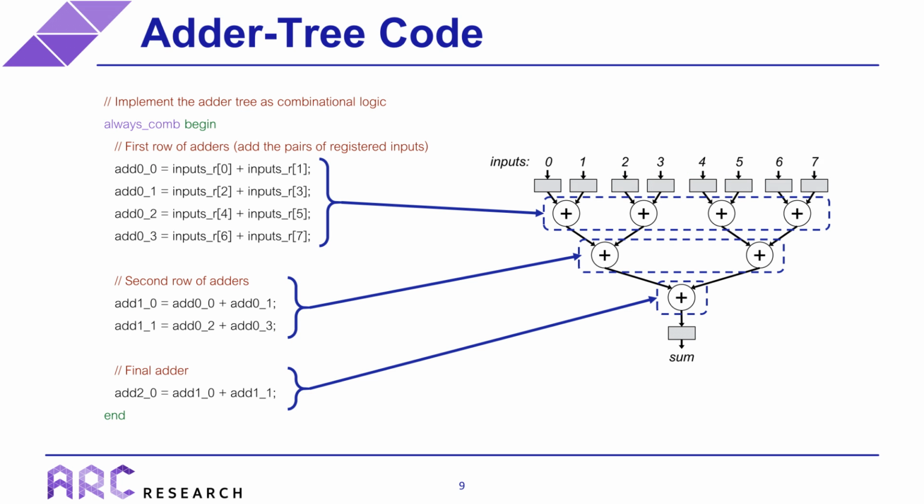This slide looks at another part of the code that includes a second always block that we use for the combinational logic in this example, which in this case is just all of the adders. So if you look at the block, the first 4 lines add the 4 pairs of registered inputs. The next 2 lines create the second row of adders by adding the sums of the first row, and then the final line creates the final adder that adds the 2 outputs from the second row of adders.